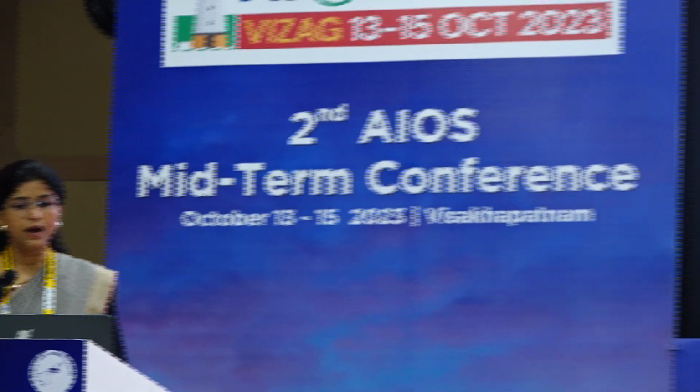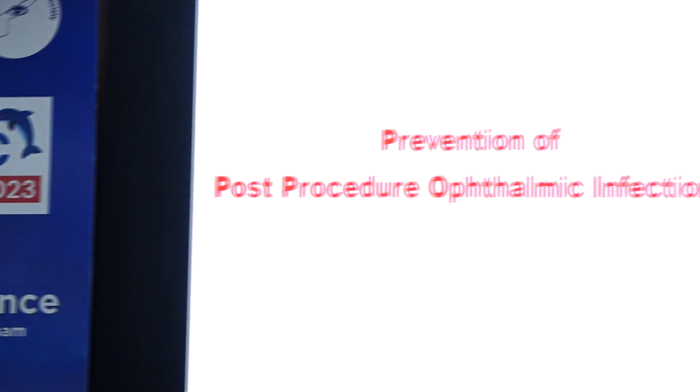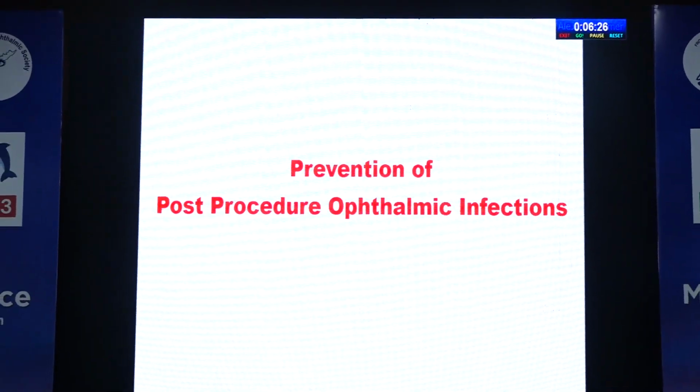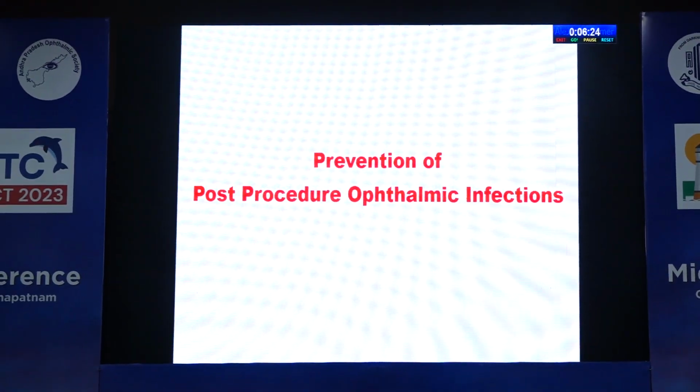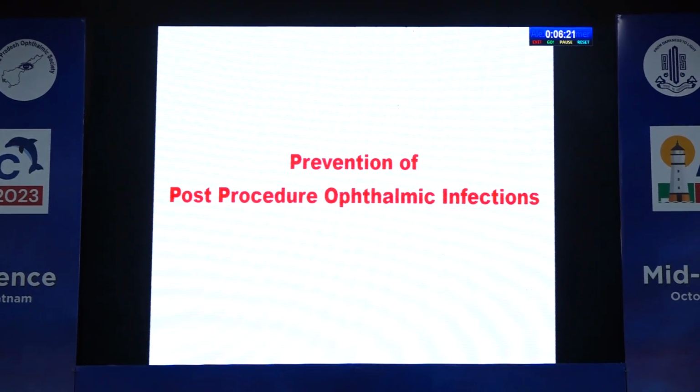I'll be speaking about the prevention and investigation of post-procedure ophthalmic infections. Let us start by looking into the various sources from which infection can get transmitted during a procedure. So the sources are environment, instruments, medicines or washes, disinfectants, patients or healthcare workers. And the prevention of post-procedure ophthalmic infections essentially involves taking care of all these sources of transmission of infections.